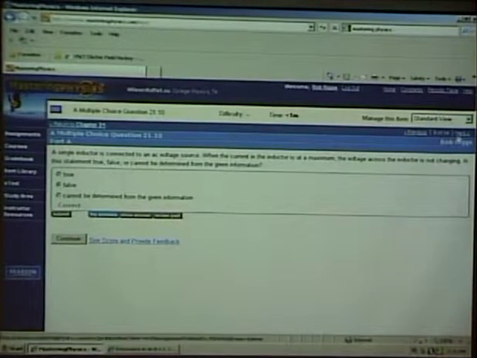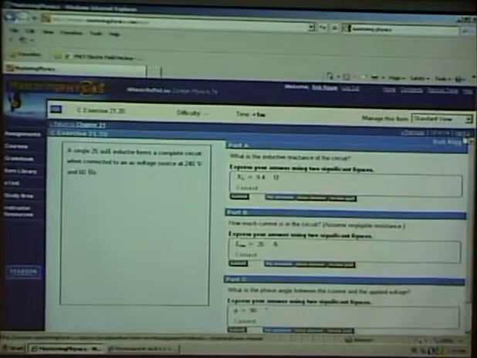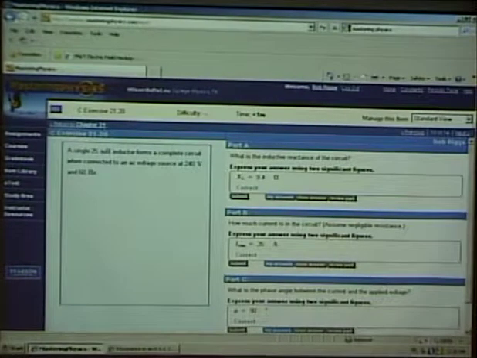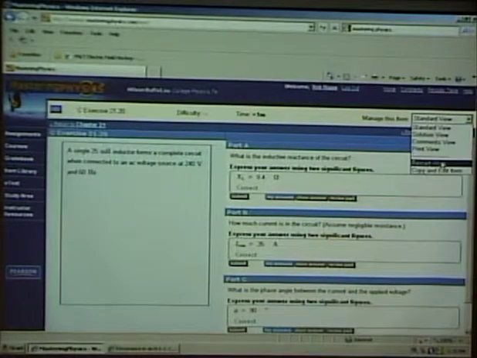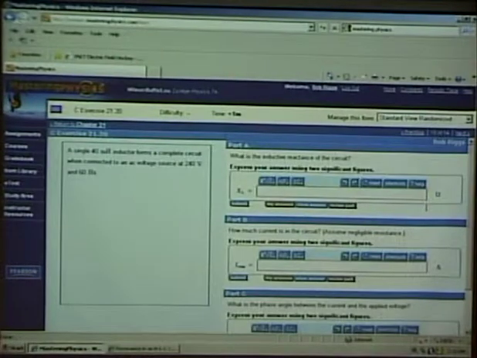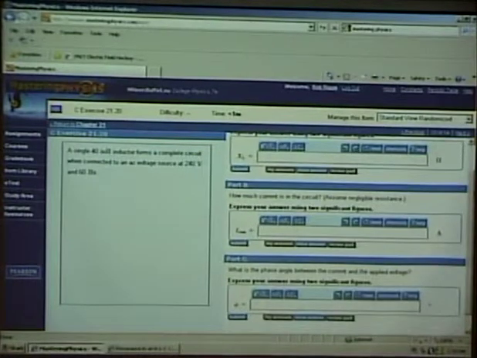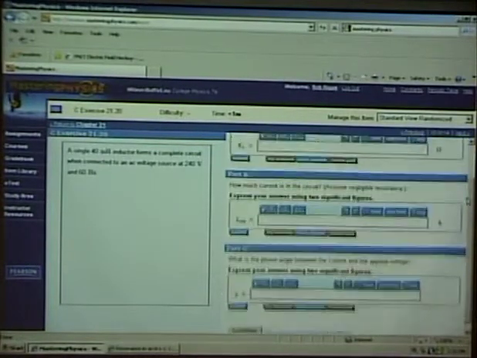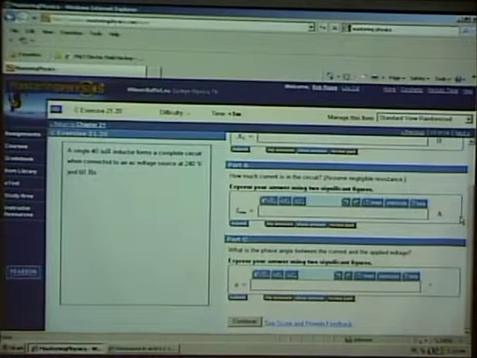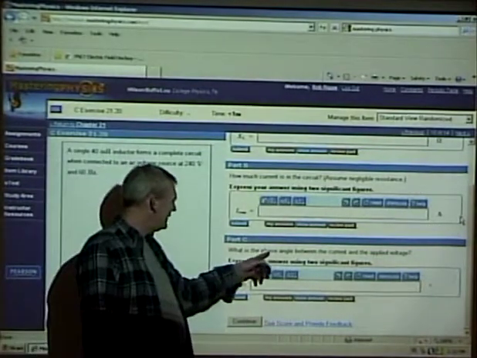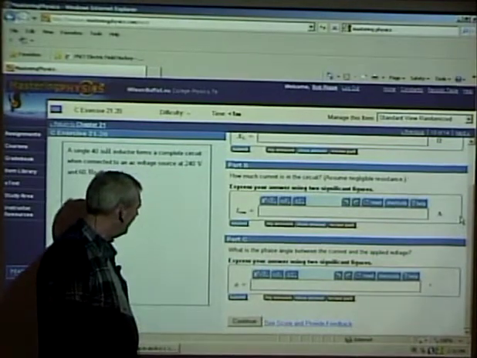All right. Then I think I stopped here. Okay, here's another thing. It would look like a test question. Question 10 looks pretty good. Except when you get down to this one, it says, what's the phase angle between the current and the applied voltage?